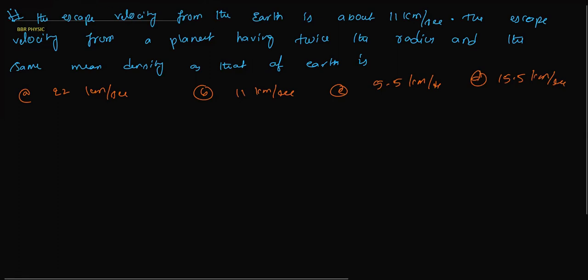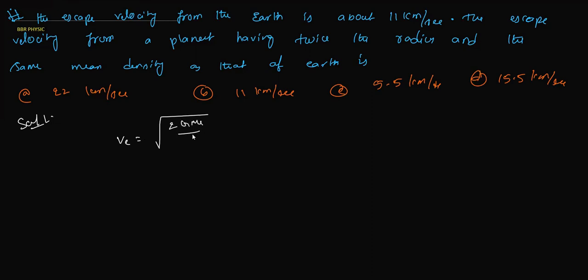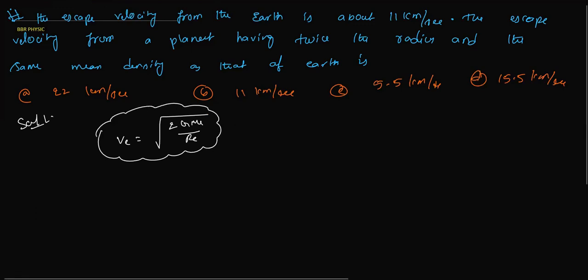See, we know that relation: V equals under root 2GME by RE, which we know, and I told you to remember this formula. This will be very useful in solving the numericals. Fine. We know that density can be written generally as mass upon volume. So mass can be written as density times the volume.